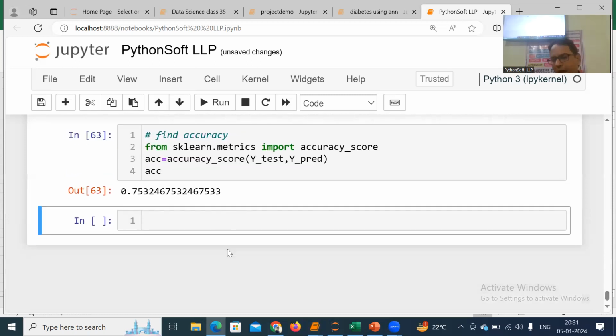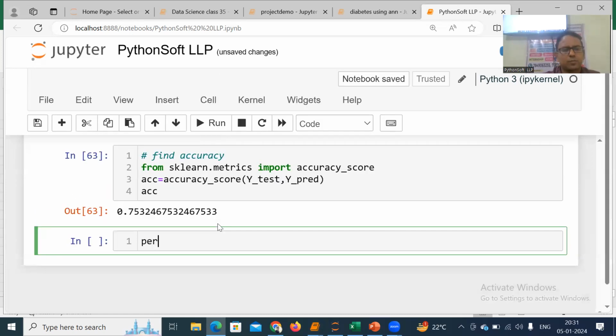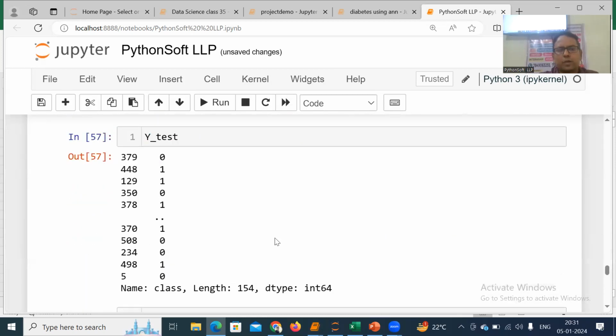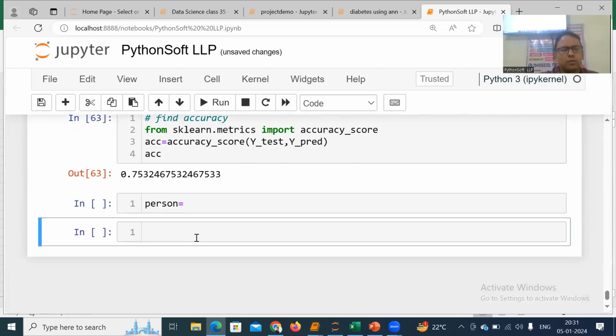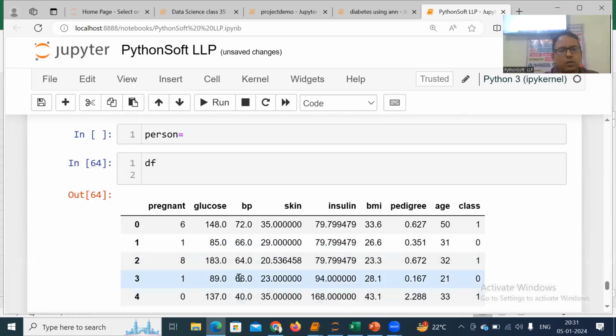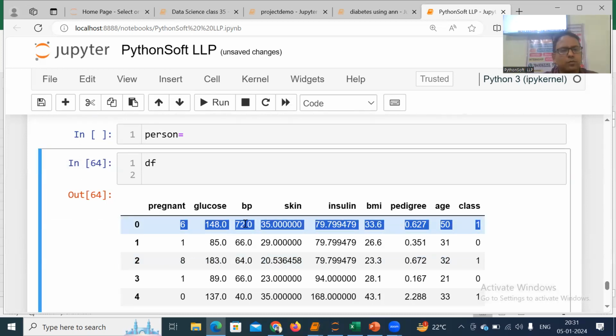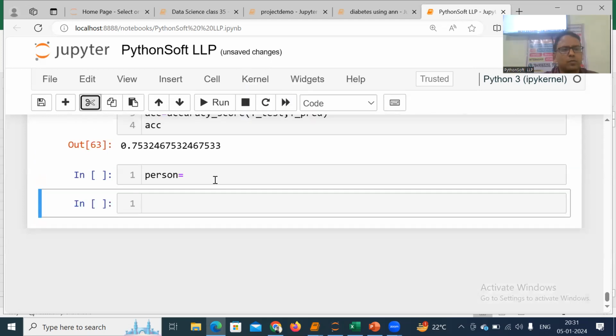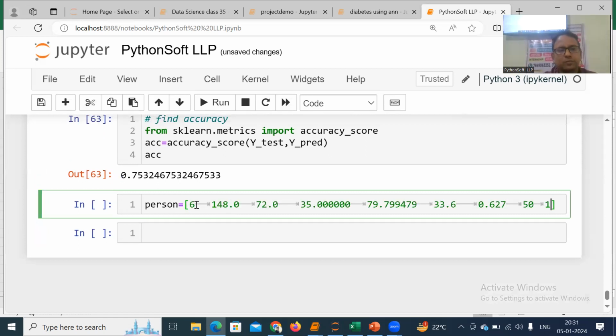Suppose a new person came and I have to know whether that person is going to suffer from diabetes or not, with this accuracy. This is one algorithm; there are several algorithms, and you can use them also. So, suppose a new person came, and to give the data of the new person, let me copy one data row from here. Let me copy this one, and paste it here. Okay, just remove those things, the arrow symbols.